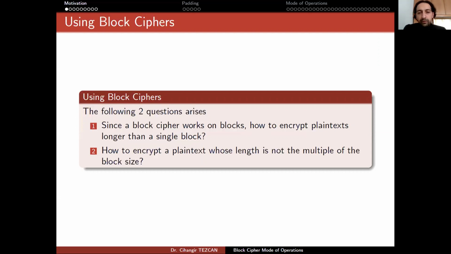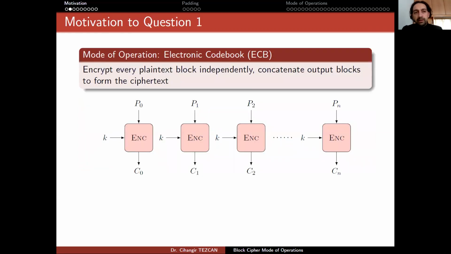Can be combined with the first one, but idea is as follows. If the block size is, for instance, 8 bytes, if you think about present cipher, how can we encrypt 7 bytes? So what should we do with the remaining 1 byte? So we will see why these questions are important, what will be our motivation, and then we will talk about our solutions to these problems. So let's start with the motivation to the question one.